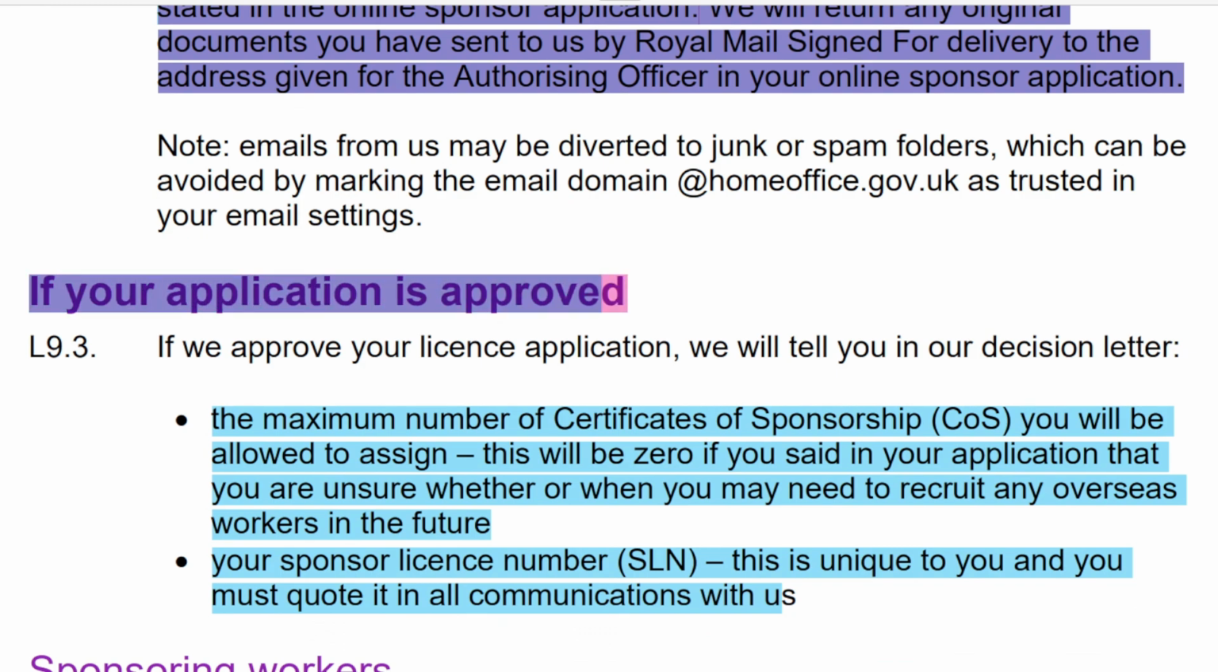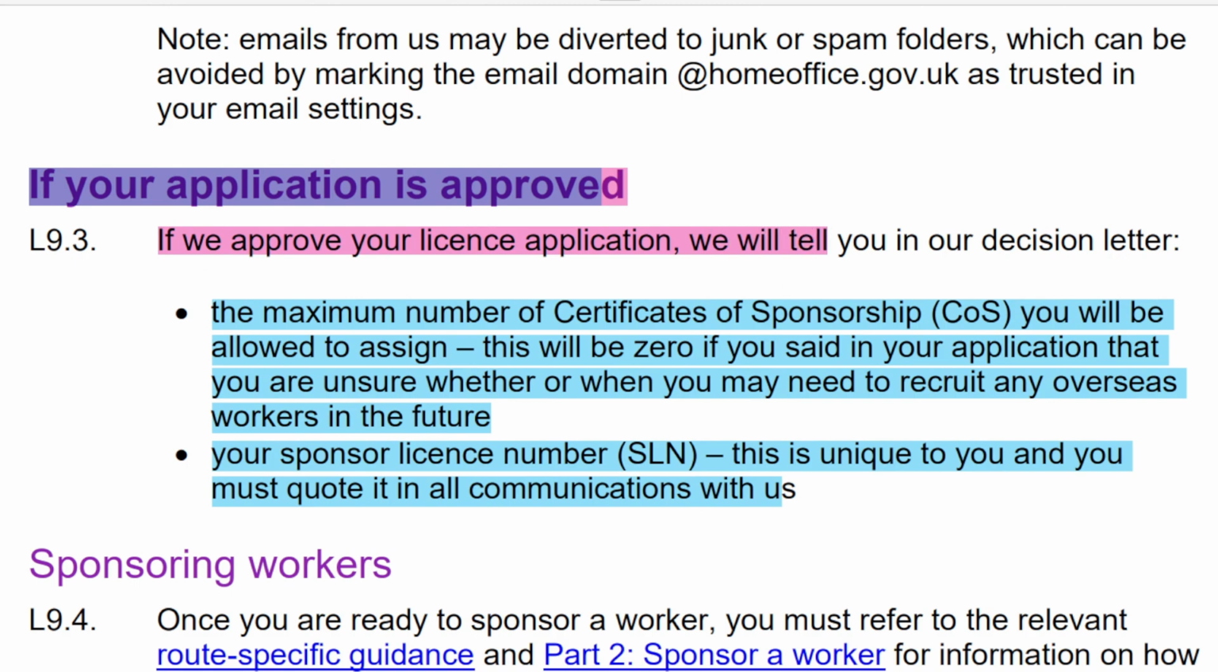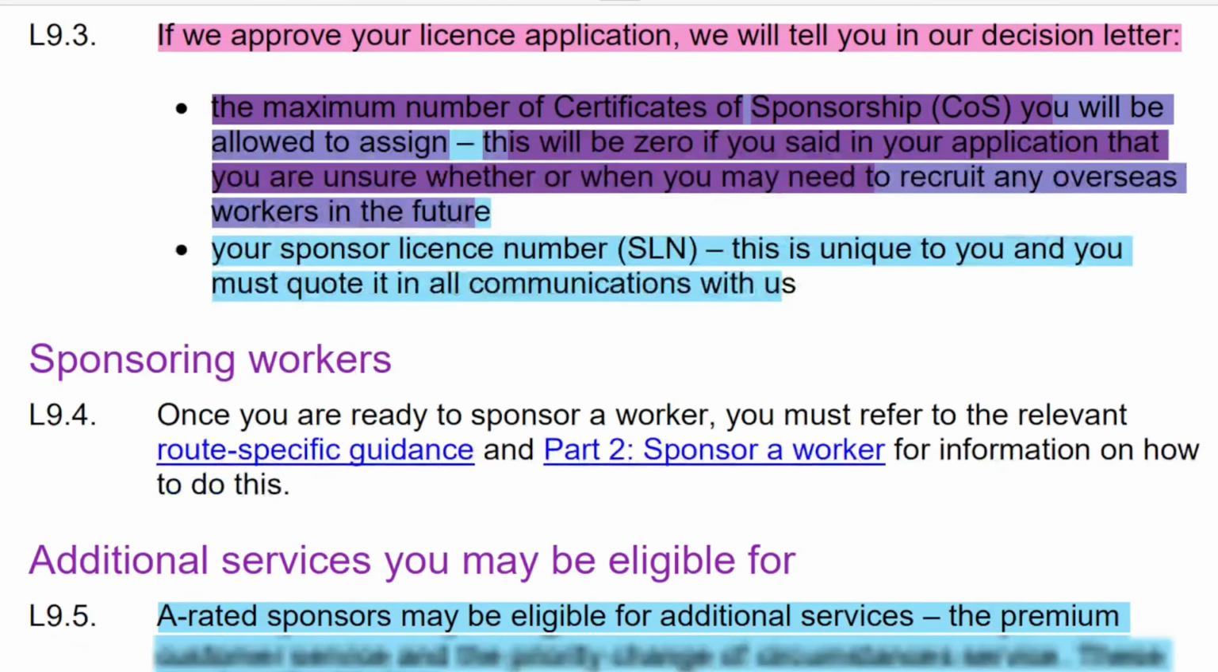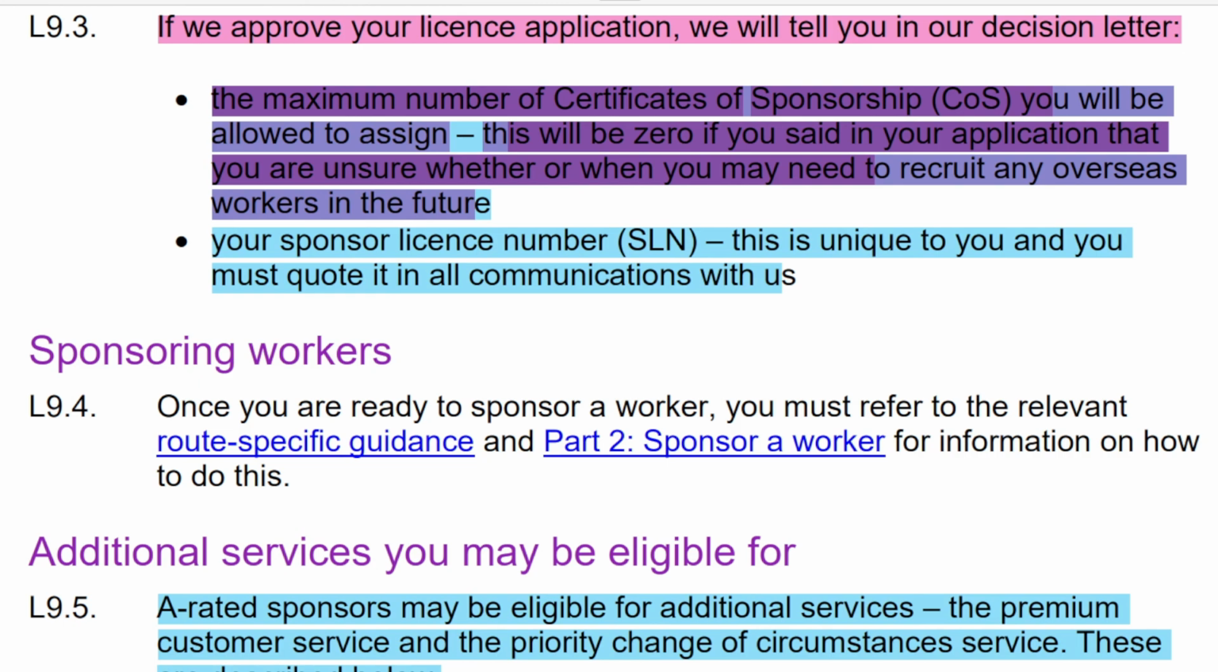If we approve your application, we will tell you in our decision letter the maximum number of certificates of sponsorship you will be allowed to assign. This will be 0 if you said in your application that you are unsure whether or when you may need to recruit any overseas worker in the future. So this is a very common scenario. People normally apply online for sponsorship, but they mention number 0. So the Home Office will return you the decision mentioning this will be 0 if you said in your application that you are unsure. So it's always better to mention the number of employees you need.